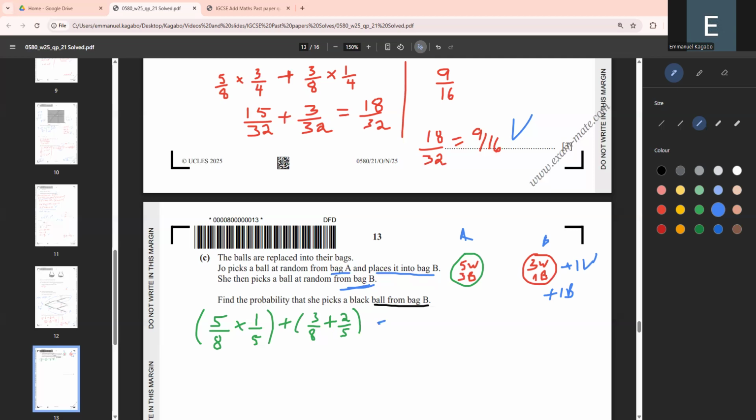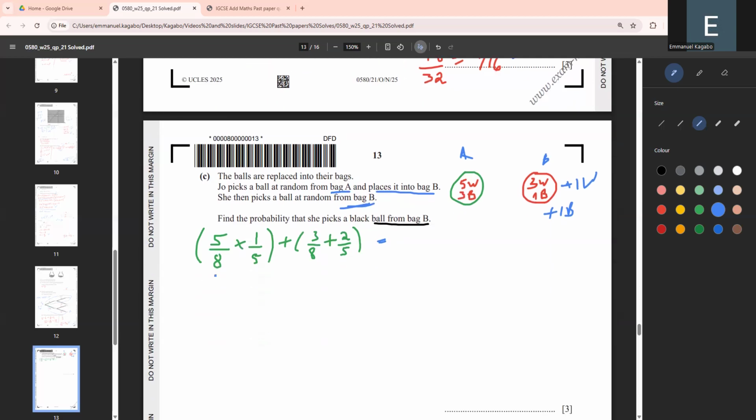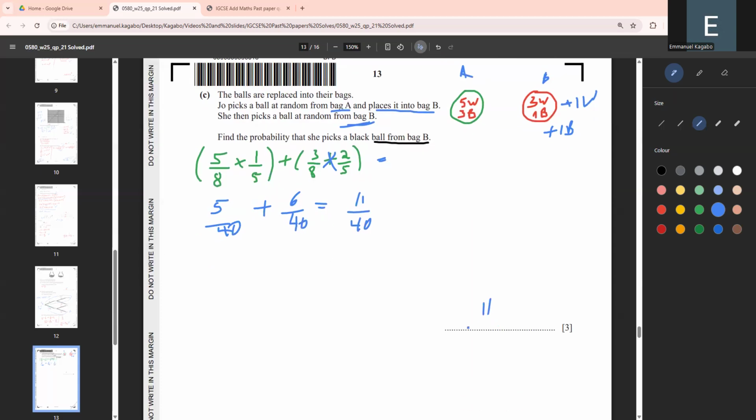So then you work out your mathematics. This is 5 over 40 plus, this is supposed to be times, guys, plus 6 over 40, and this gives me 11 out of 40, and that is my answer here. I hope you understand. Okay, very good question.